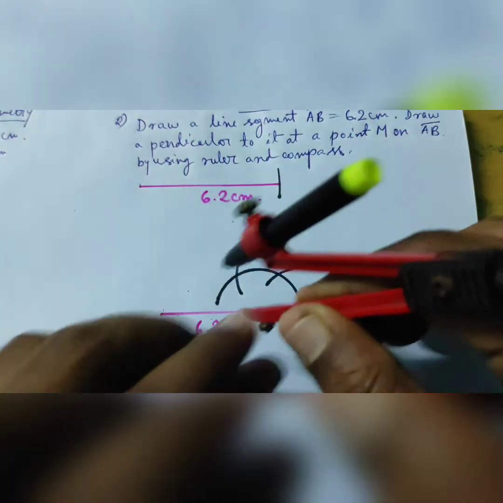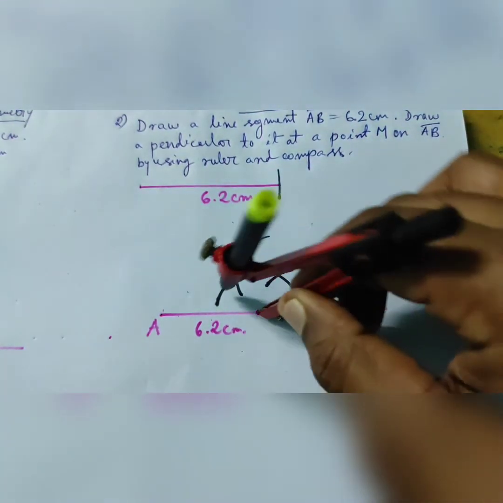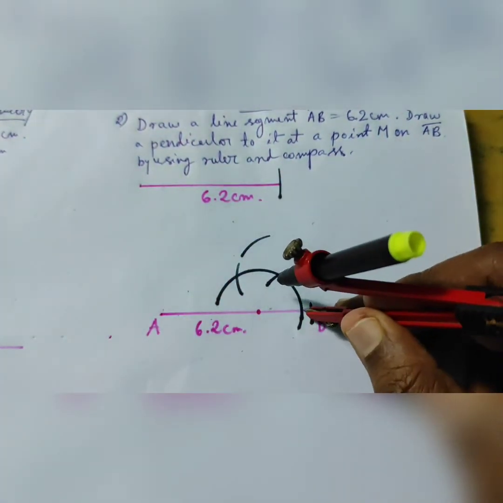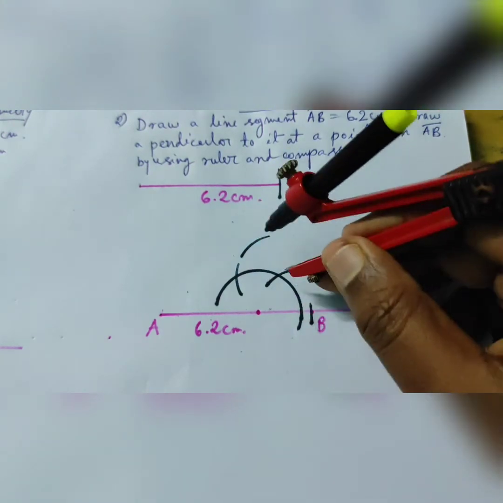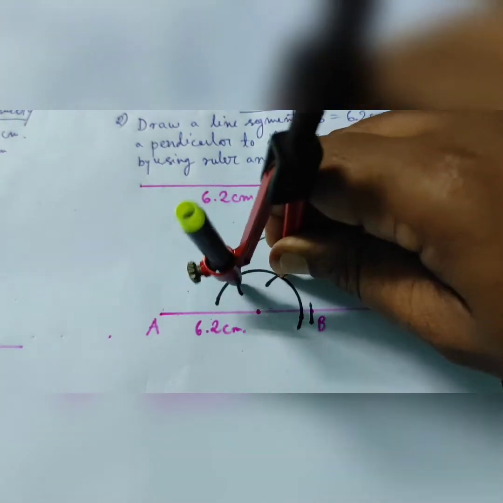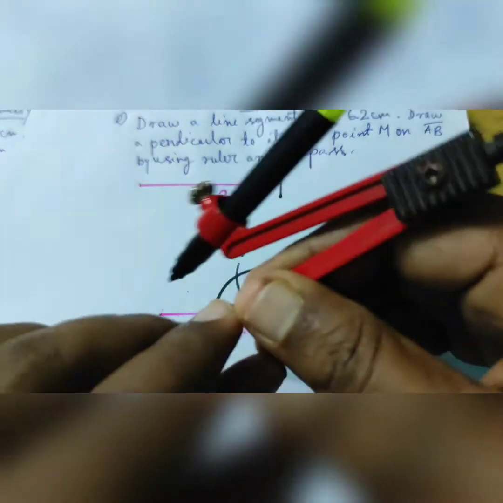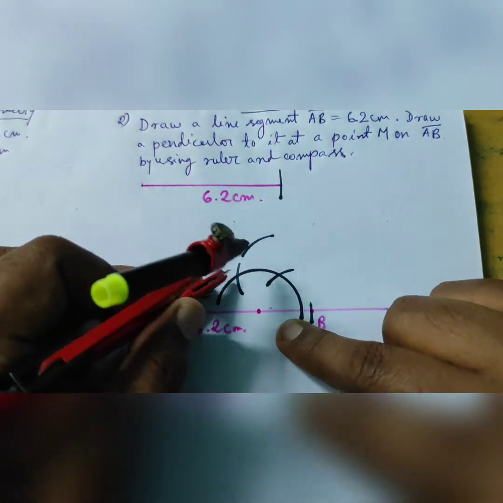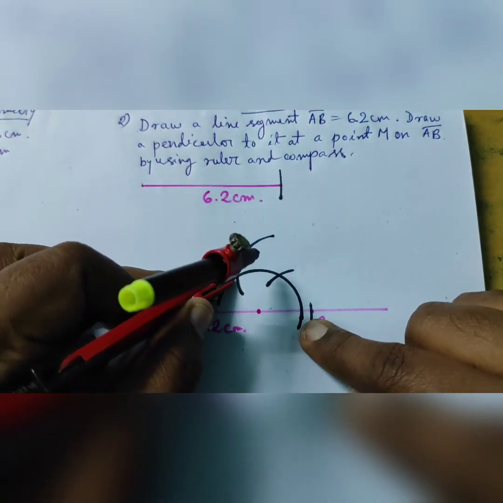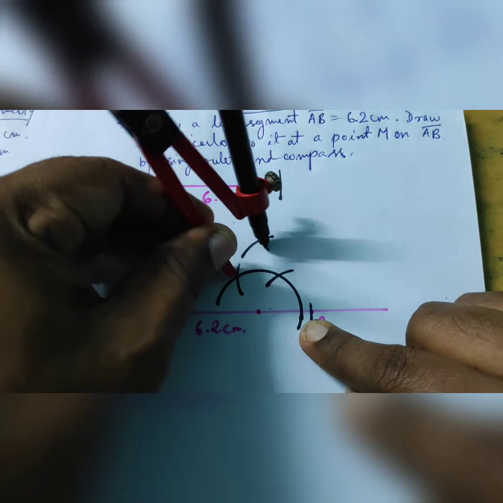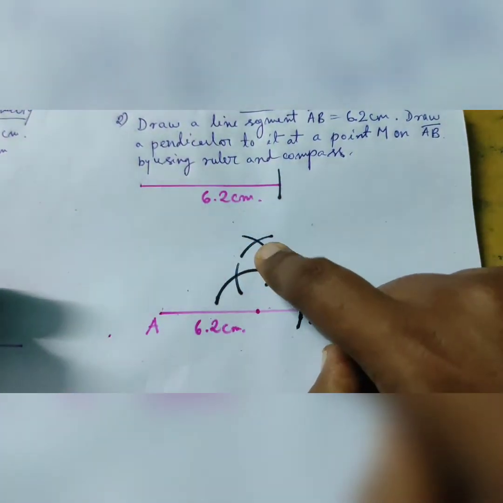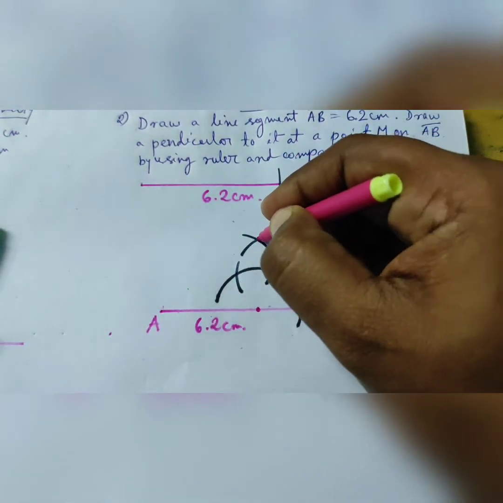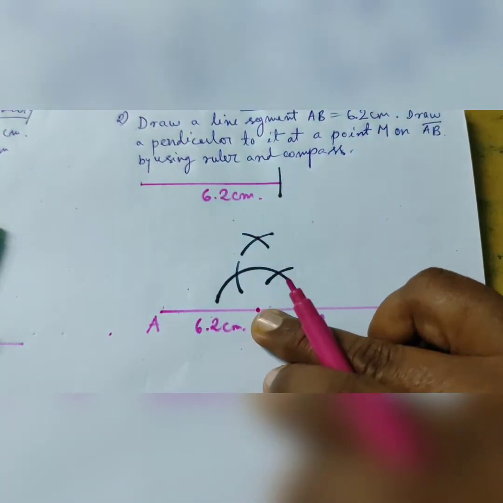I am showing once again. We started from here and drew this arc like this. This is the first. Then put the needle over here, this is second. Then put the needle over here and draw this arc, third, and then fourth. And finally, the fifth arc will be drawn by putting the needle at this point. Put the needle at this point and cut the previous arc to get the point of intersection. So now students, if you join this point and this point, this is our M point actually.